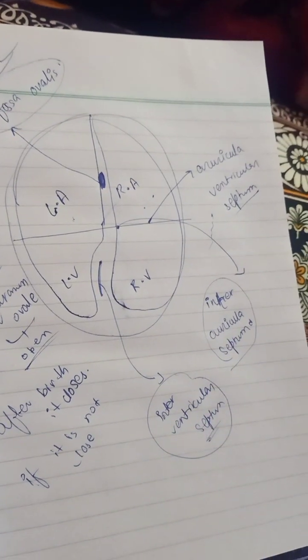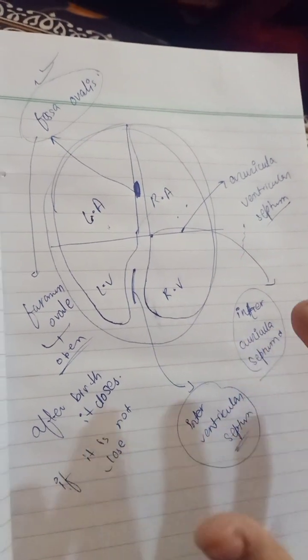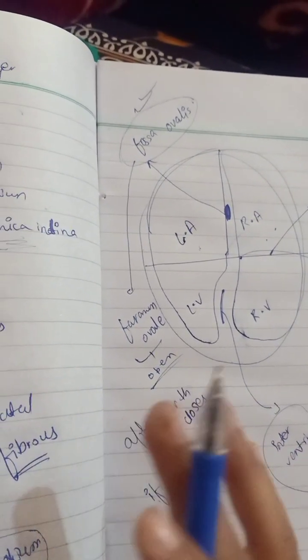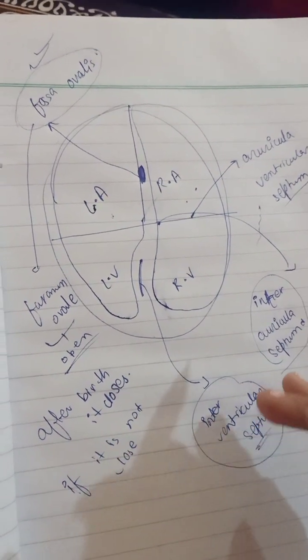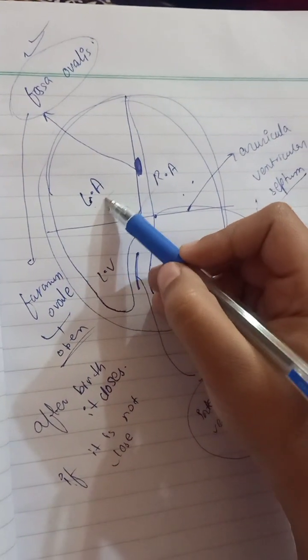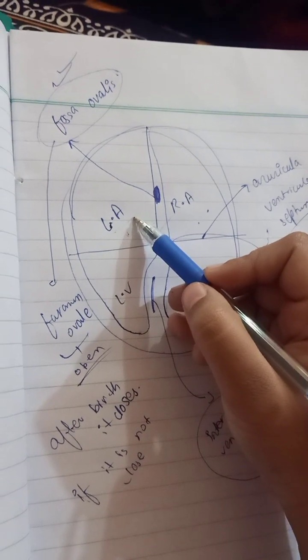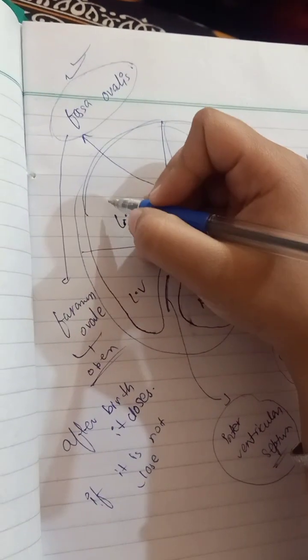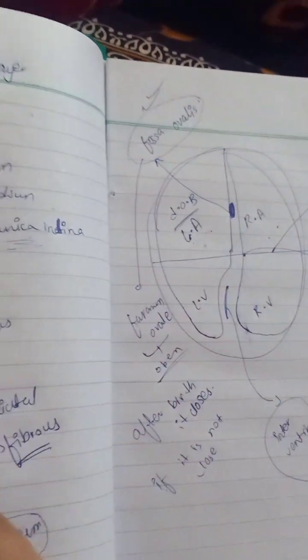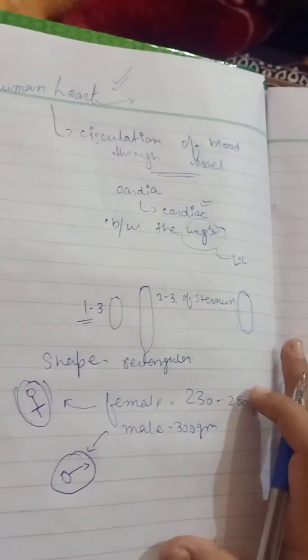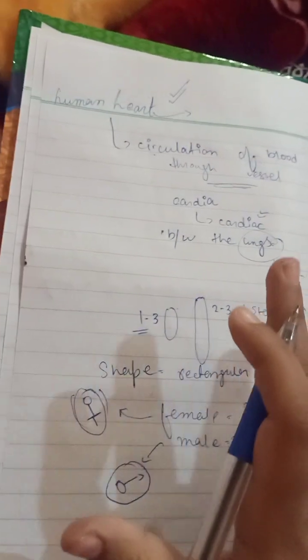Okay, so this was today's little introduction about the heart and layers. At the right atrium we have a vein that opens, the coronary vein, that takes deoxygenated blood from the heart. Remember that. So this was a little bit of introduction about the human heart.